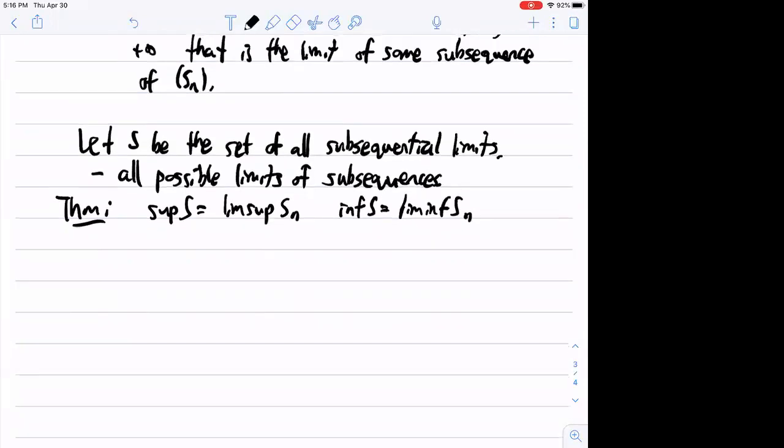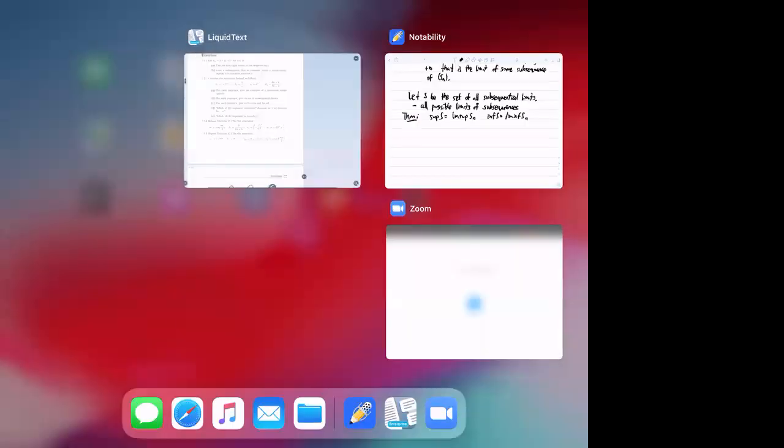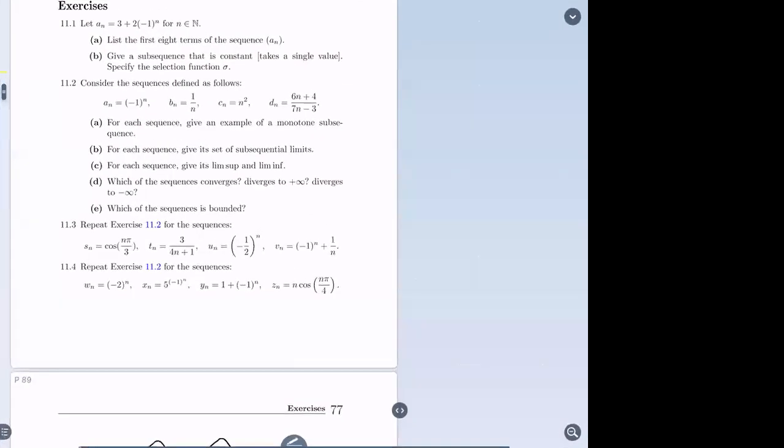Okay, so any questions so far? This is pretty much all we have for subsequences. We'll start doing questions now. Okay, so 11.2, I'll do the first three. I'll let you think of the fourth one. In fact, I just talked about the first three.